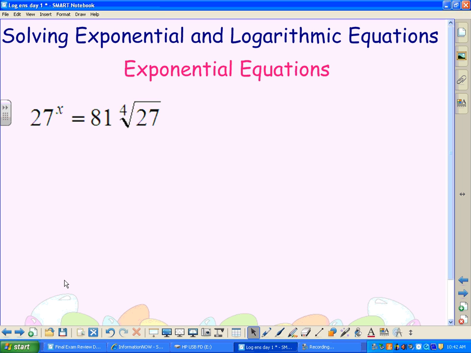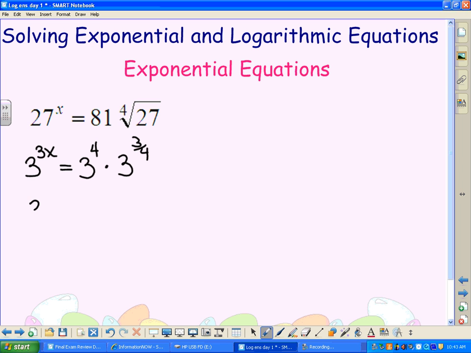Yeah, we have to get all the bases the same, don't we? You remember that? Get all the bases the same. So you look at 27, 81, and 27, and you say the common base there is 3. Okay, so of course 27 is going to be 3 to the third, so I get 3 to the 3x, is equal to 81 is 3 to the 4th times the 4th root of 27 becomes 3 to the 3/4.